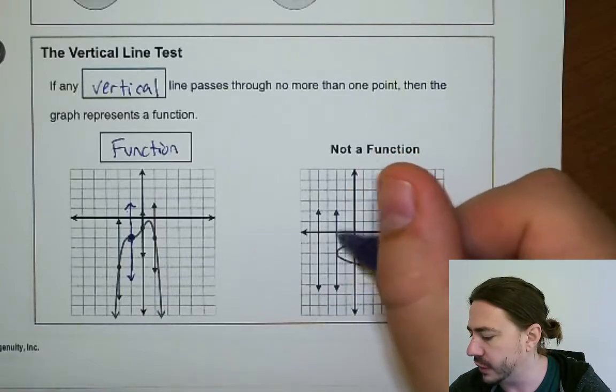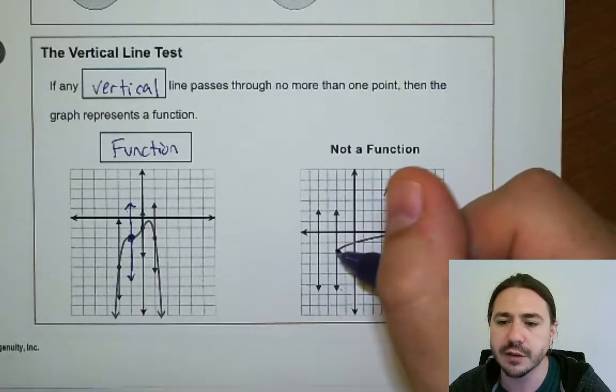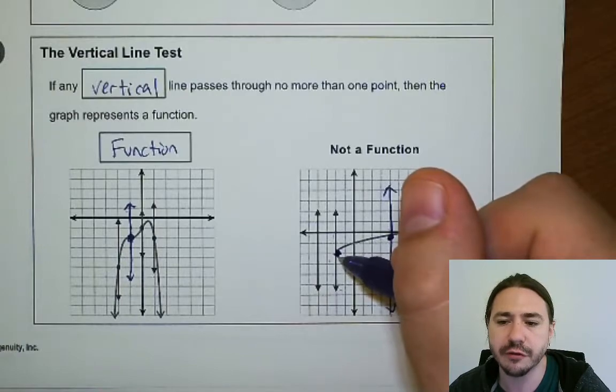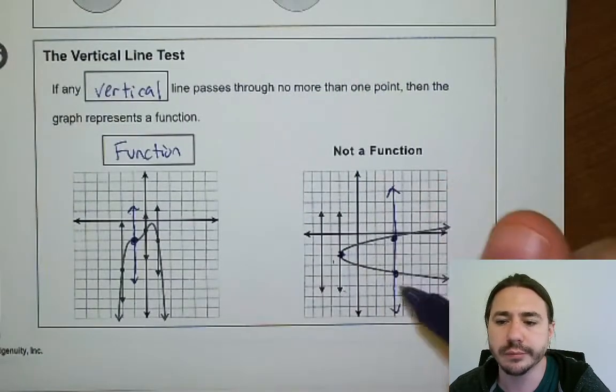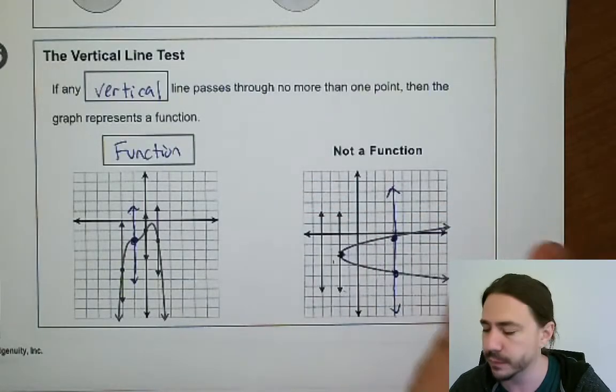There are a few places here, like over here, you notice if I draw a vertical line going right through the vertex of this parabola, it's only going to hit it once. So that doesn't prevent it from being a function, but you only need one failure of the vertical line test to say that it's not a function.